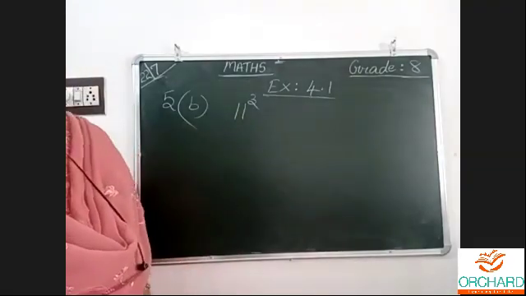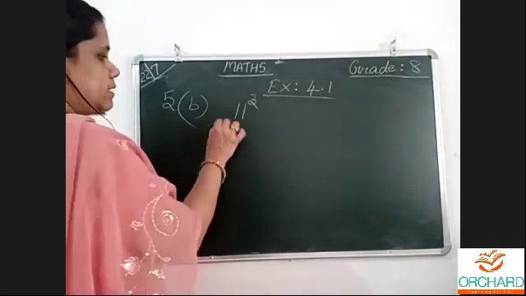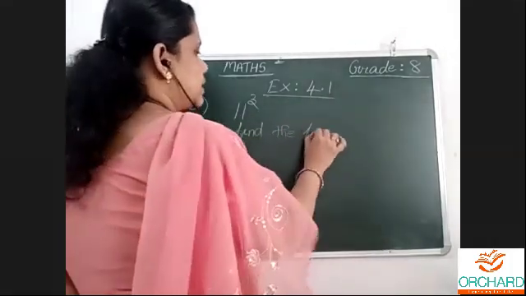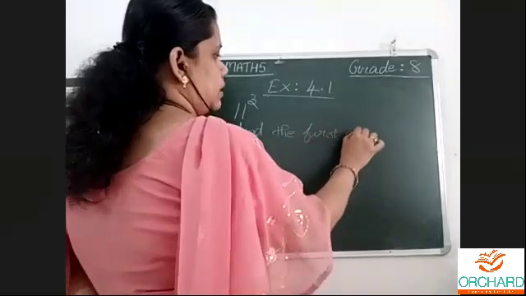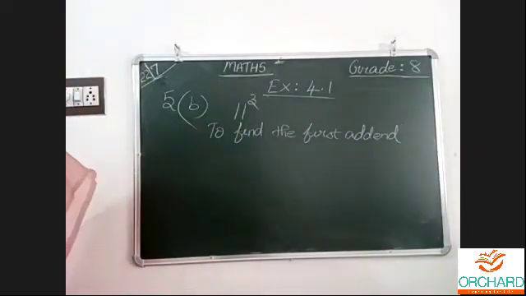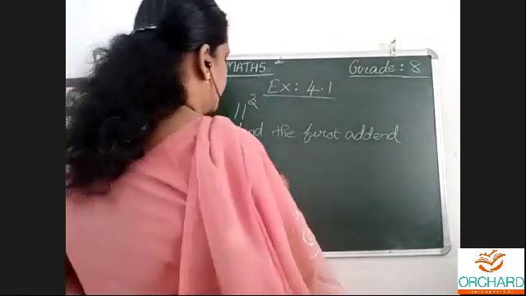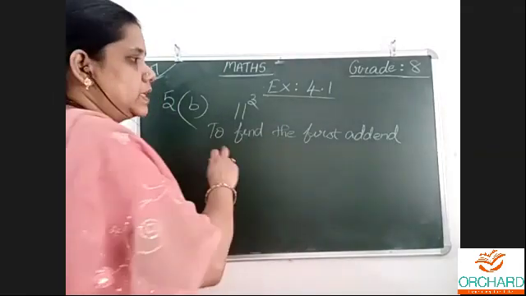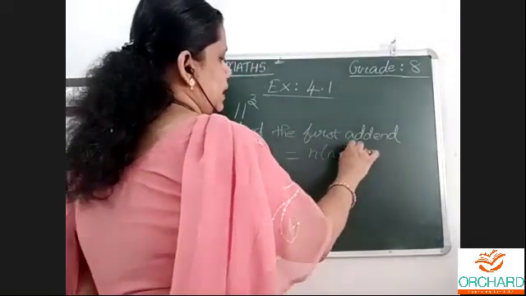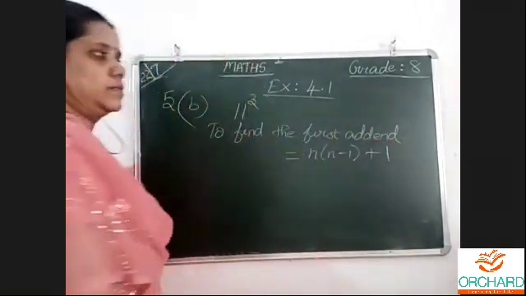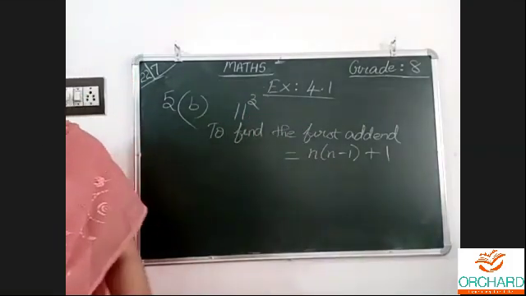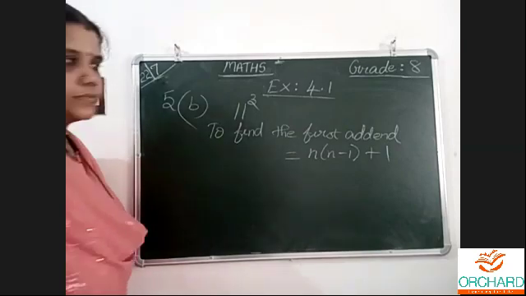11 cube. So first, to find the first addend. Similar questions will be given to you as homework: 8 cube and 10 cube you have to do as homework, with a similar pattern. To find the first addend, we use the formula n into n minus 1 plus 1. This is the formula in the case of cubes to find the first addend, the first number.